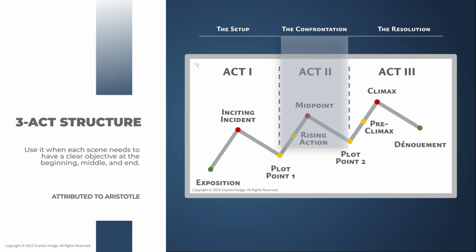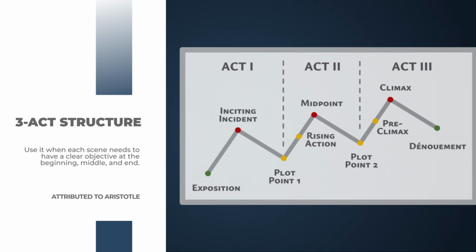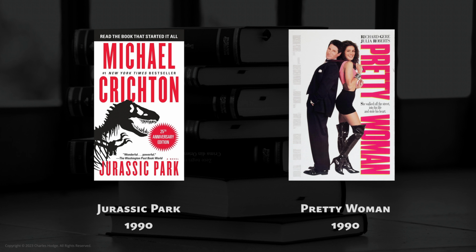Unlike Freytag's pyramid, the climax occurs at the end rather than in the middle. Use this story structure when each scene needs to have a clear objective and the entire story needs to have a definitive beginning, middle, and end. Examples include Jurassic Park in 1990 and Julia Roberts' Pretty Woman in 1990.